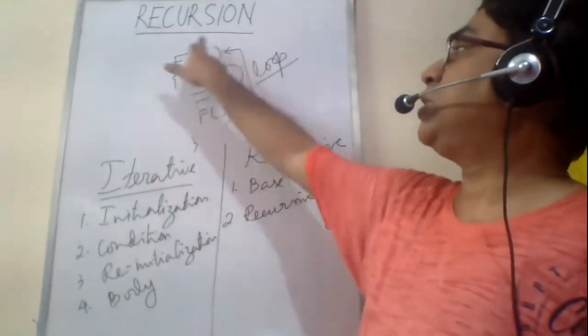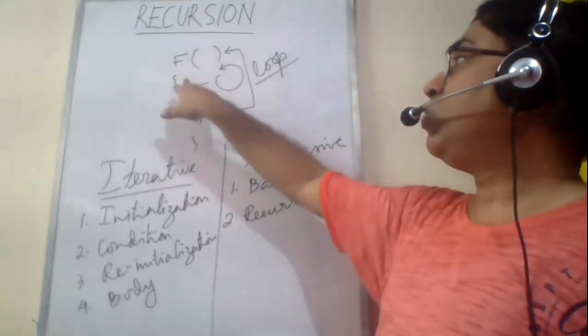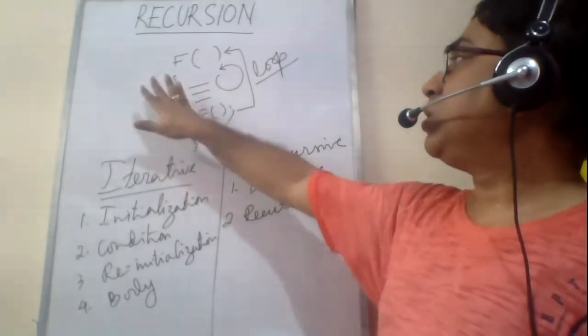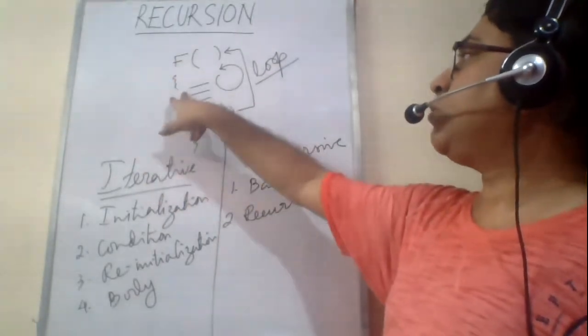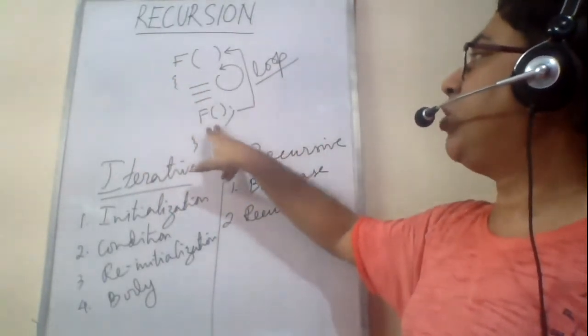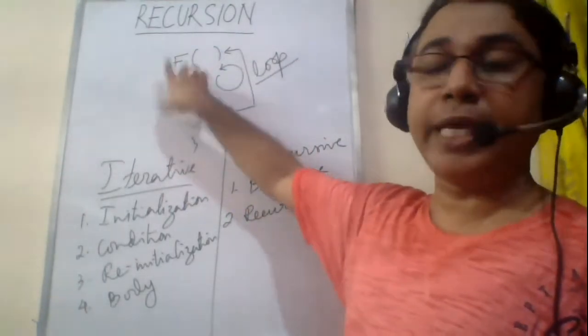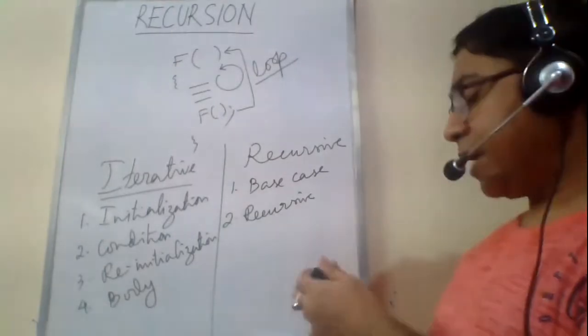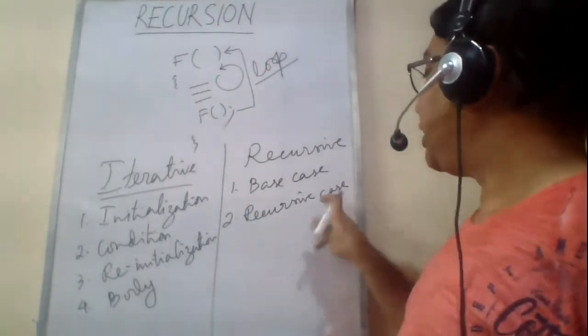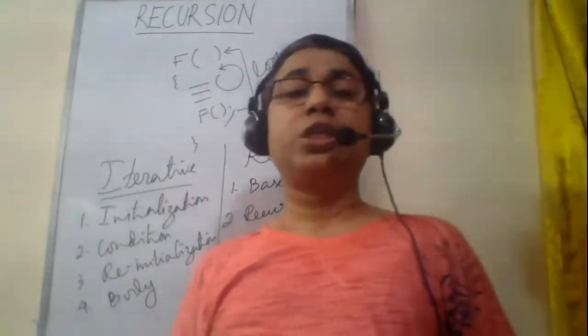For example, in this function, if I consider we have certain statements, but there are no conditions. So statement 1, statement 2, statement 3, statement 4, calling the function again. So it will go on unless we have some base case. What is recursive case? Recursive case is the part where the recursion proceeds to the next step.